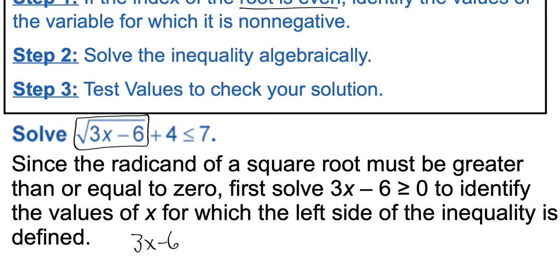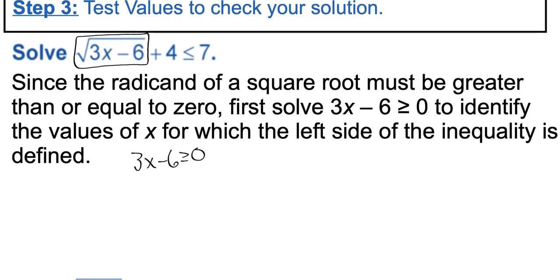So using this right here, 3x minus 6 is greater than or equal to 0. Go ahead and solve that. Okay, I'll add 6 to both sides. I have 3x is greater than or equal to 6. Divide both sides by 3. x must be greater than or equal to 2. That's part of the solution.